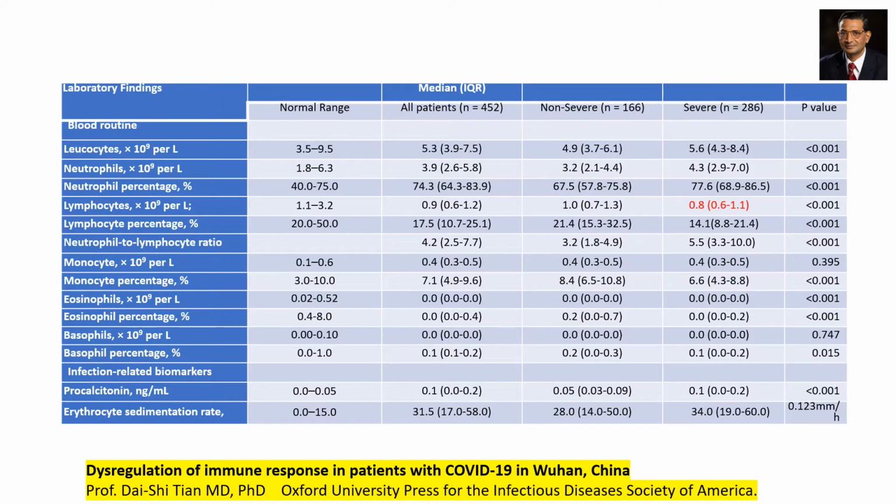Now, coming to humans, some of the early experience with COVID-19 infections as reported out of Wuhan by Professor Dai, Shi Tian and associates, what we see is that there is a marked lymphopenia. In fact, in the sickest patients, it goes below 800. This is something that is very notable, and we will come to this once again.